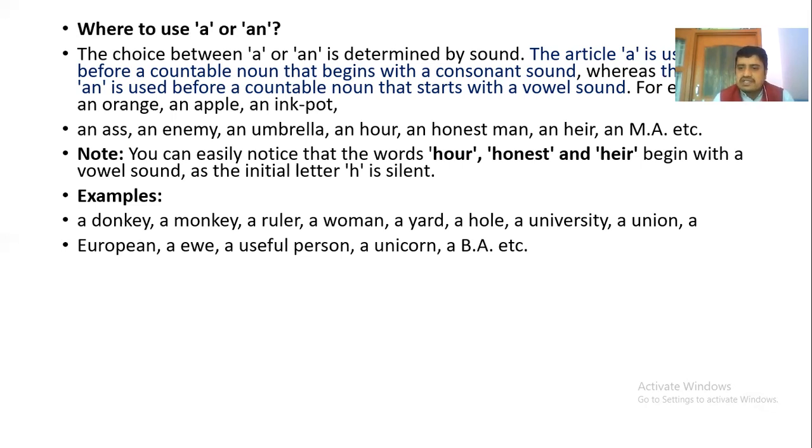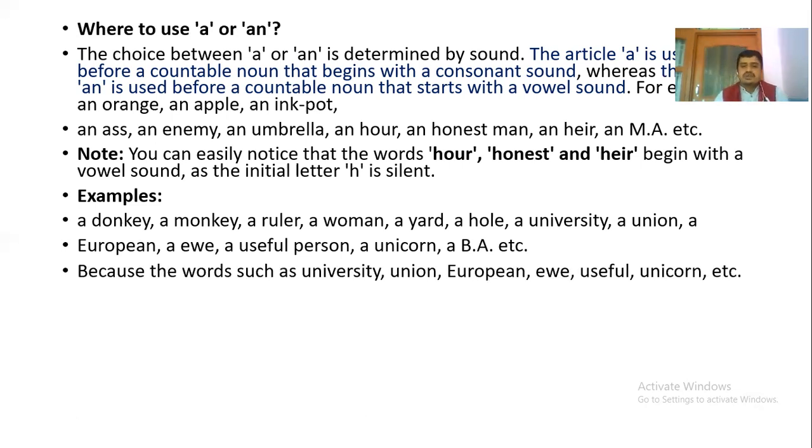Abbreviation that starts with b, c, d, g, h, k, p, q, t, u, v, w, y and z give consonant sounds. For example, a UFO, a BA, a VIP, a WHO officer, a BBC reporter, a DEO, etc.